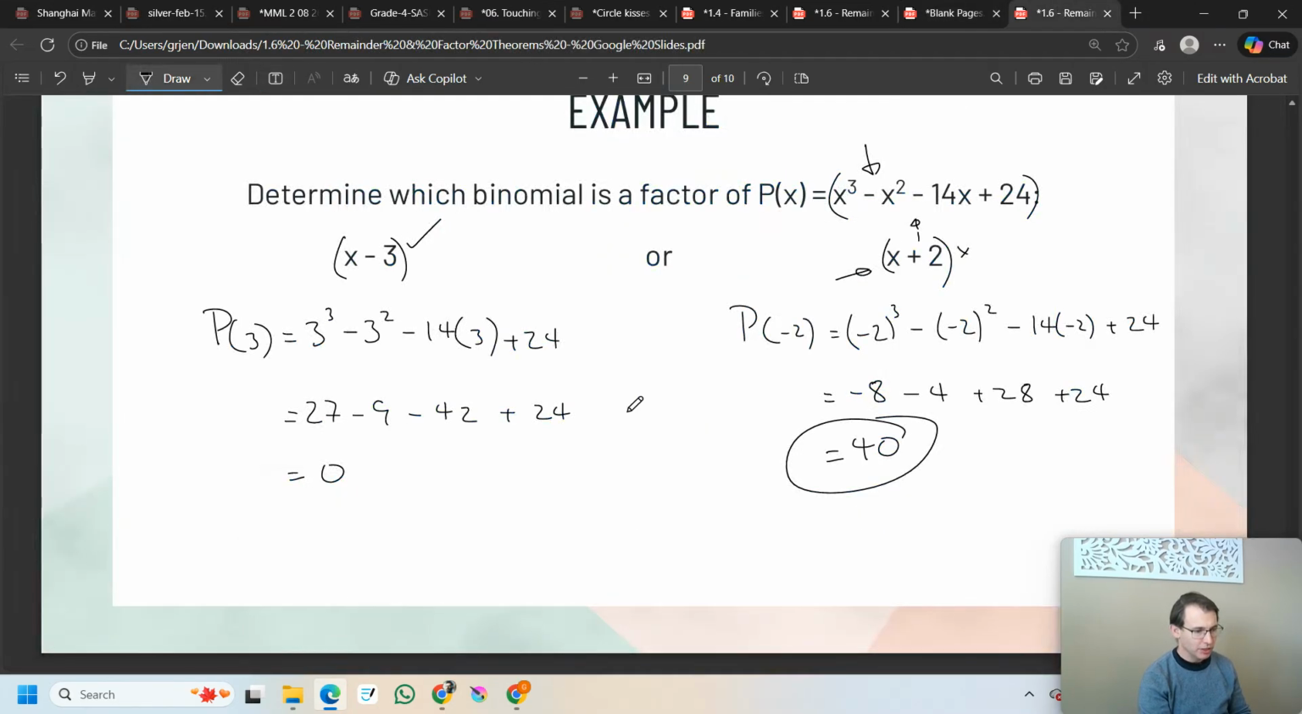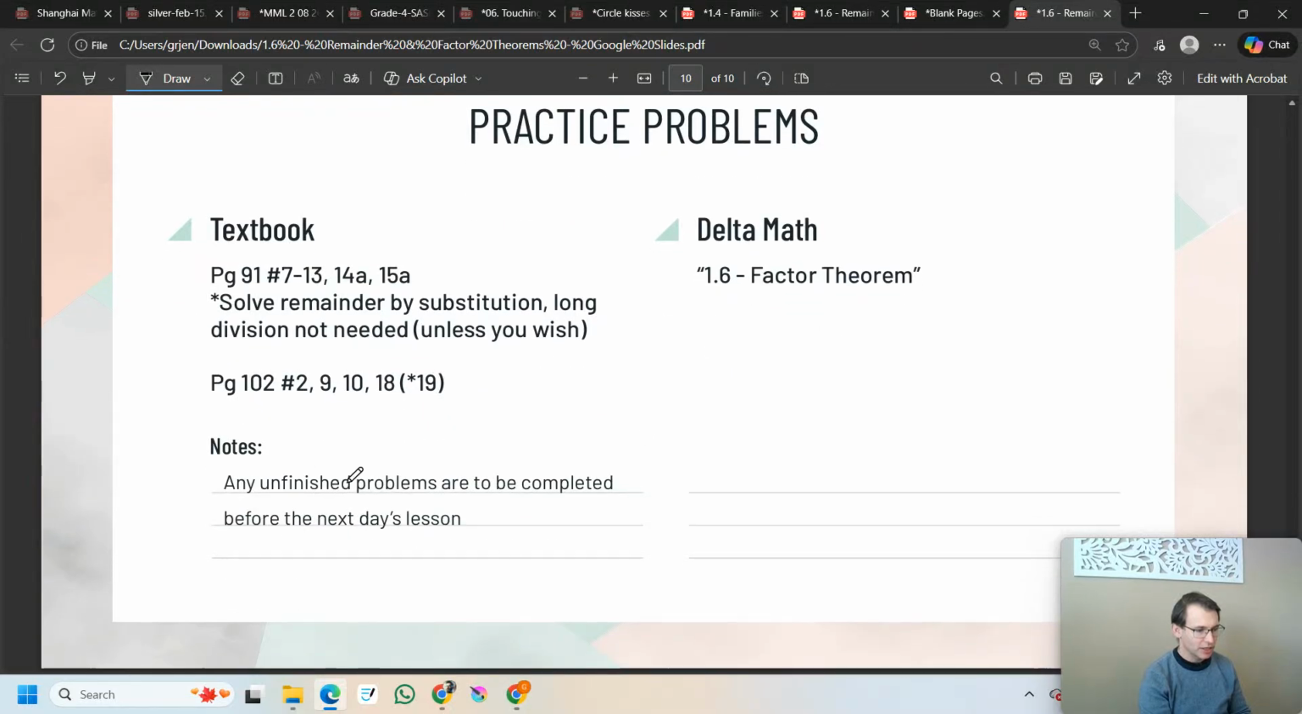So definitely get some practice. And for practice, you're going to dive into this stuff and some Delta Math on the factor theorem.